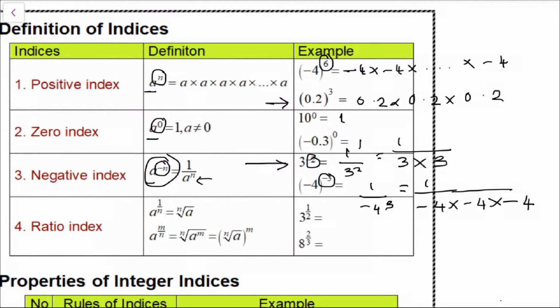Okay, so last but not least is ratio index. Ratio index is when you have a power in fraction form. There are two types of fraction form. The first one is when you have the numerator always equal to 1. So the first one is 1 over n. So you can put it in a root like this. However, if you have a numerator not equal to 1, this is the way you write it.